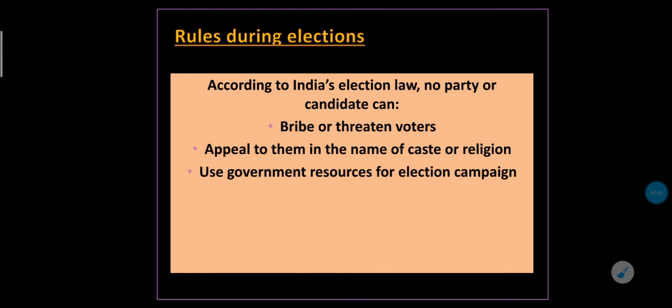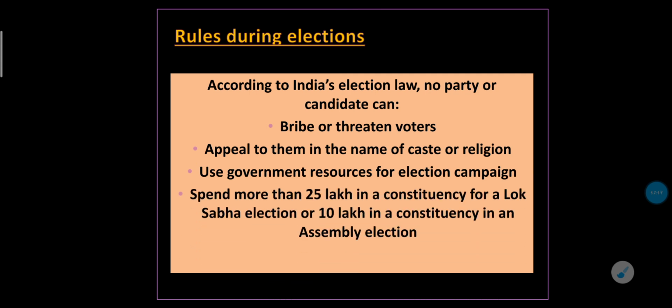They are also not allowed to use government resources for the election campaign. Either the vehicles, the telephones, or other things which are government property, they cannot use for their own political campaigning. And also they cannot spend more than 25 lakh in one constituency for the Lok Sabha election, or 10 lakh in a constituency in an assembly election.